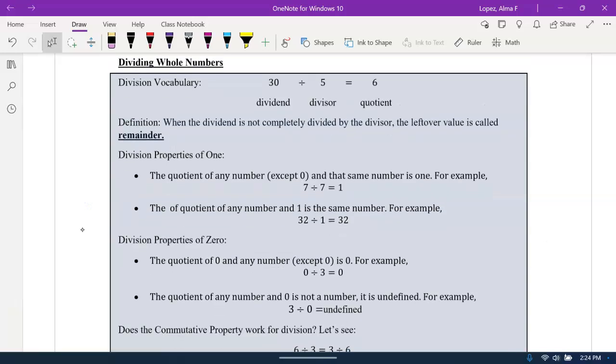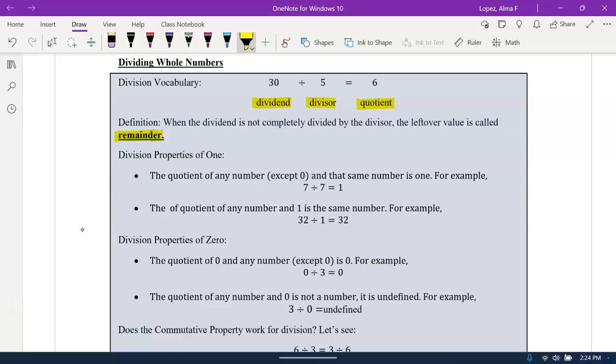All right, we're going to continue with notes 2, and now we're at dividing whole numbers. Some of the vocabulary that you should be familiar with: the dividend is the number you're dividing into, and the divisor is the number you're dividing by. The result is called a quotient. When the dividend is not completely divided by the divisor, the leftover value is called a remainder.